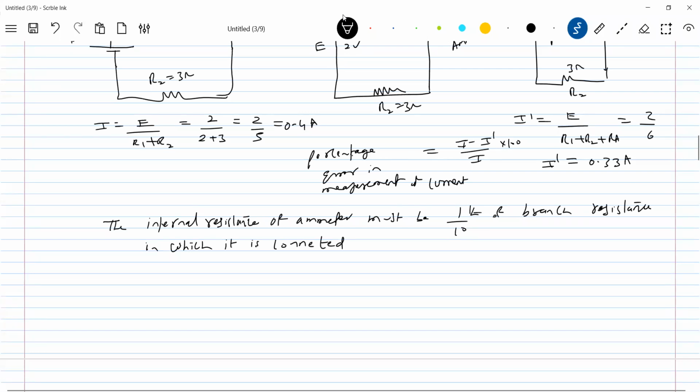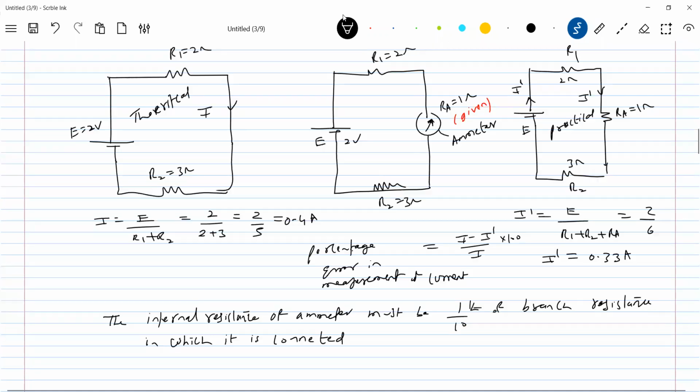And how do we have to connect an ammeter? It should be connected in series. Are you seeing that one? I want to measure current in this branch. So I should connect that ammeter in series in that branch. So what should I do? I should cut this wire. Then I should connect the ammeter across that wire.